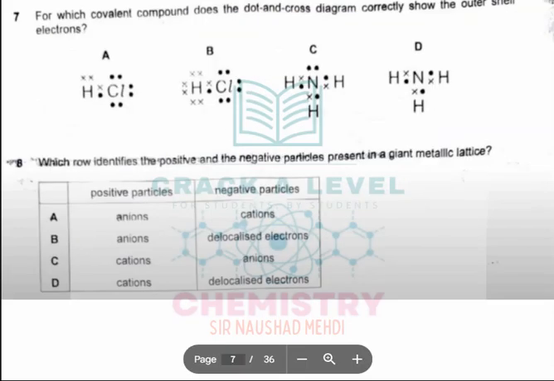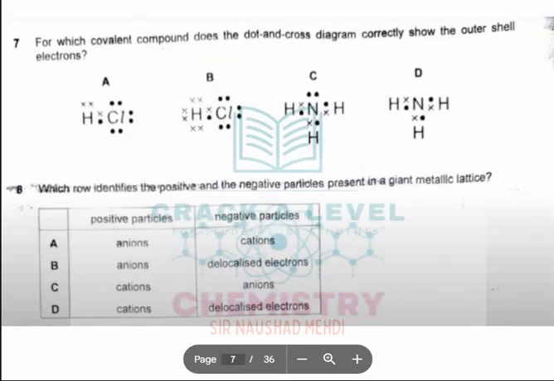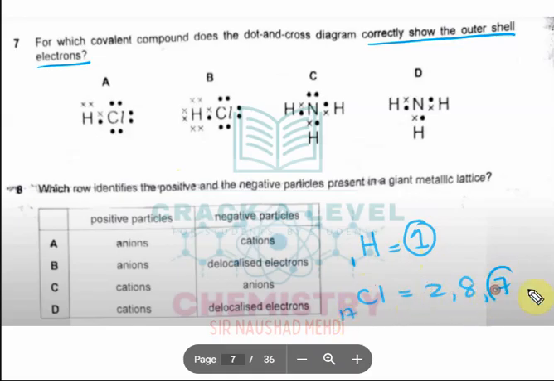For which covalent compound does the dot and cross diagram correctly show the outer shell electrons? Okay, so here we have the HCl. So first of all, if you go to the periodic table, hydrogen is 1. So it just has 1 electron in the last shell. And over here we have the chlorine also. So chlorine's atomic number is 17. So it's 2, 8 and 7. So in chlorine the last shell has 7 electrons.